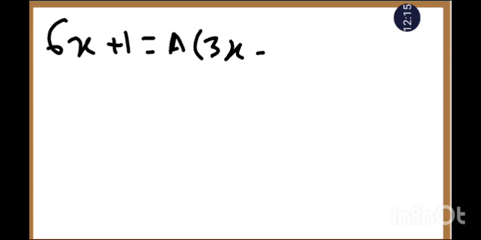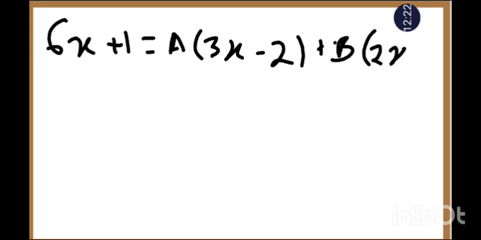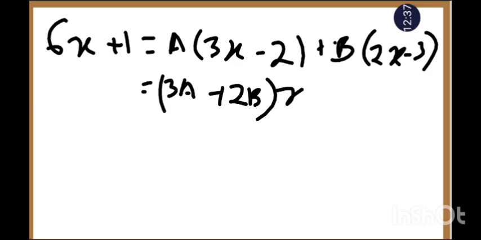When we multiply through the expression, we arrive at 6x plus 1 giving us a into 3x minus 2 plus b into 2x minus 3, which when rearranged, we have 3a plus 2b into x, negative 2a minus 3b.